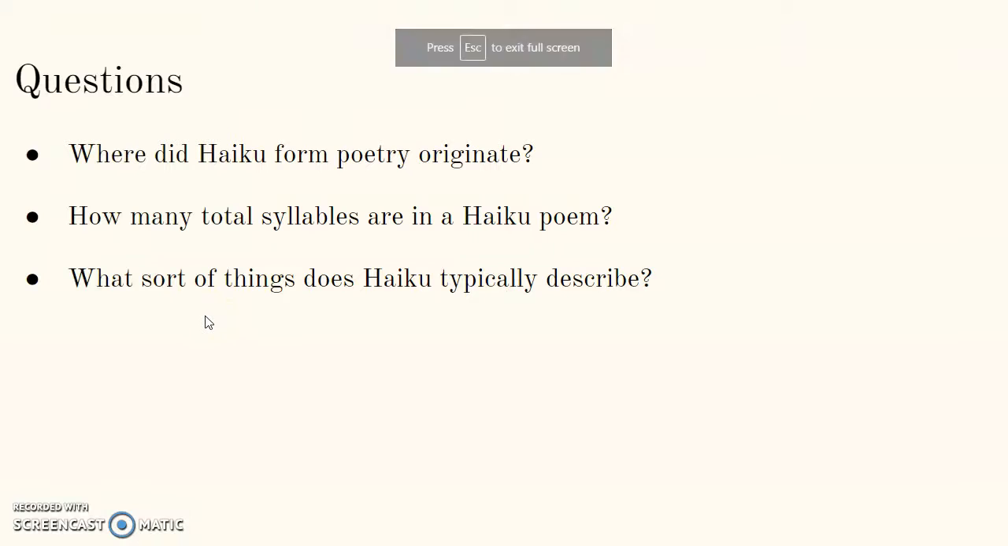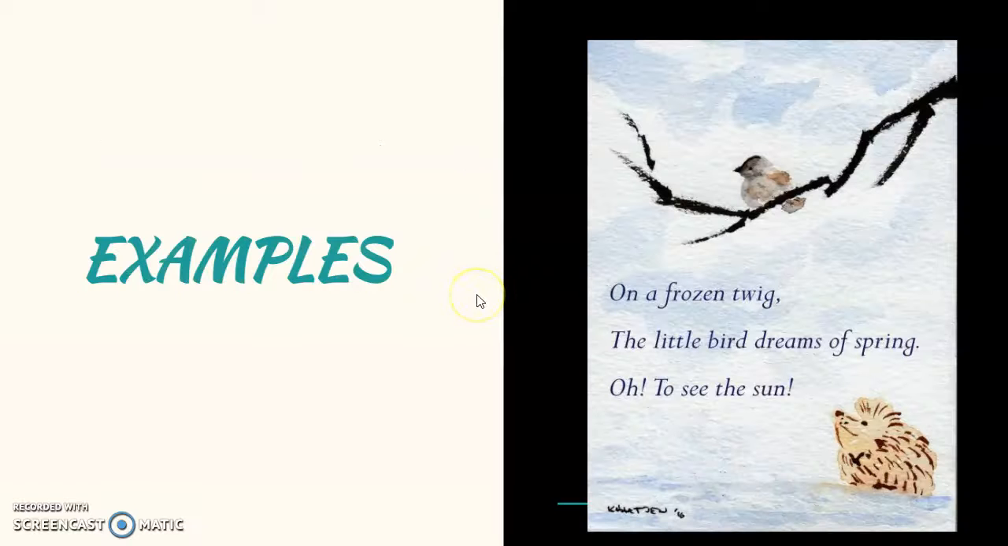Before we begin writing our haiku, I want to ask you just a few more questions to review. So where did haiku form poetry originate? If you said Japan, you're totally right. Second question, how many total syllables are in a haiku poem? Well, let's think. There's 5 in the first line, 7 in the second line, and 5 in the third line. So 5 plus 7 plus 5. 5 plus 5 is 10, plus 7 is 17. So if you said there's 17 total syllables in a haiku, you are correct.